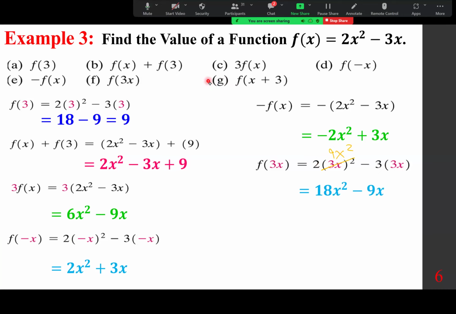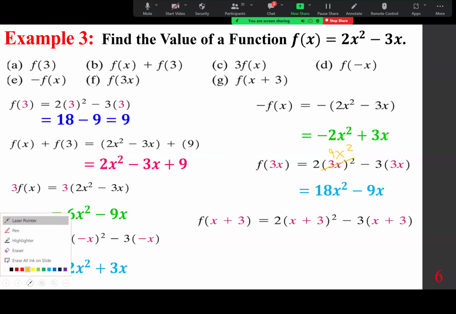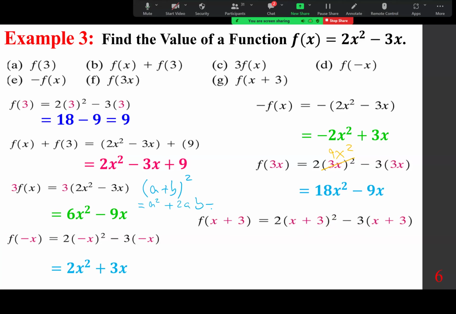Finally, part G says f of x plus 3. That means replace the x with x plus 3. So you have 2 times x plus 3 quantity squared minus 3 times x plus 3. And I'm going to remind you that a plus b squared is a squared plus 2ab plus b squared. And if we had a minus b quantity squared, this would be minus.